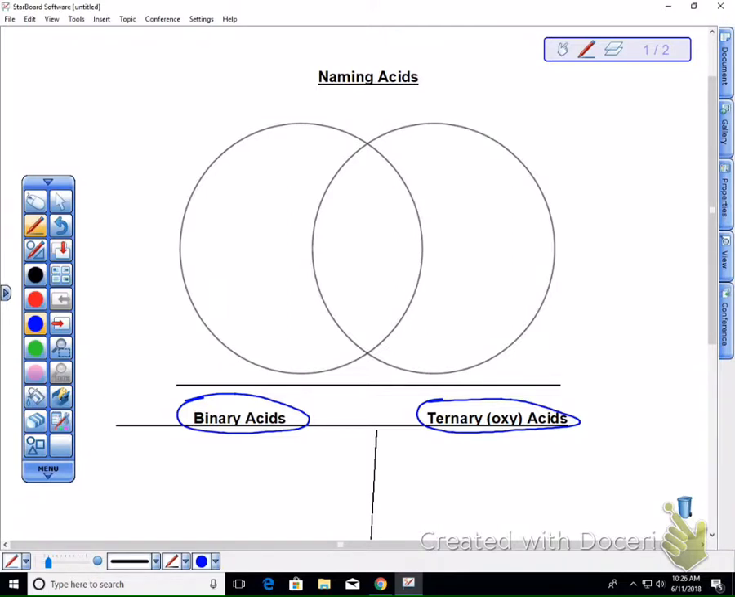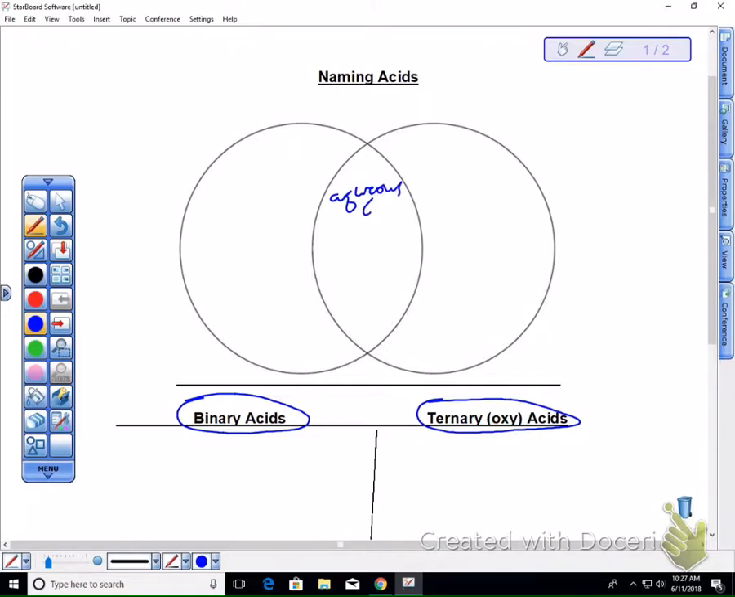Let's use the Venn diagram to look at some similarities and differences between the types of acids. So on the left, we'll put information about the binary acids, and on the right about the ternary or oxyacids. But let's start with some things that each type of acid has in common. First of all, acids are aqueous.